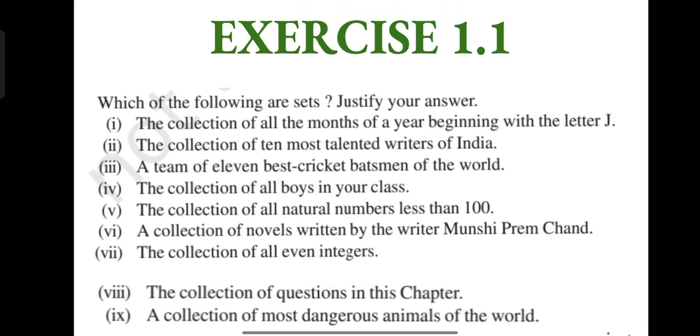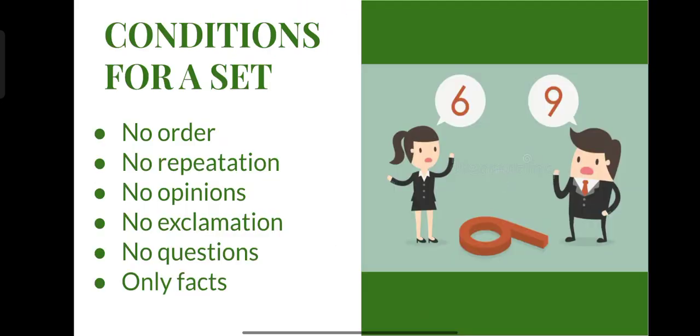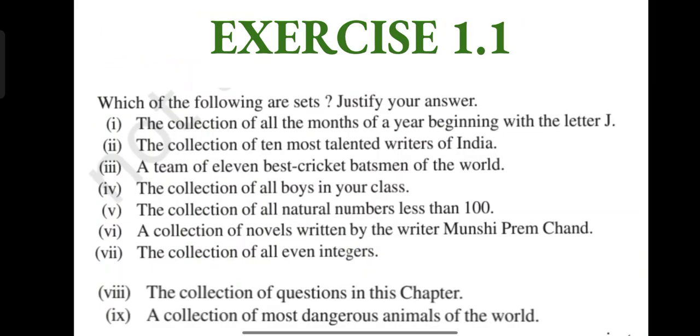As well as for the next question, we can see the word "best". By seeing "best", we can understand that it does not define a set. No problem whether we read it or not. Because a team of 11 cricket batsmen of the world is a set, but a team of 11 best cricket batsmen is not. Okay, when the term "best" came, it defines a person's opinion, so it does not define a set.